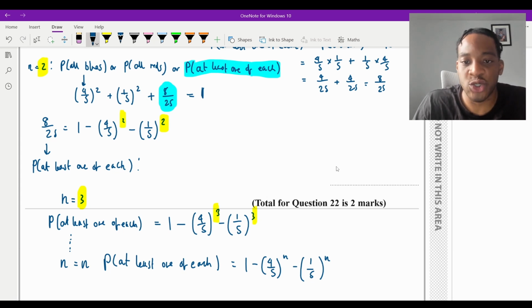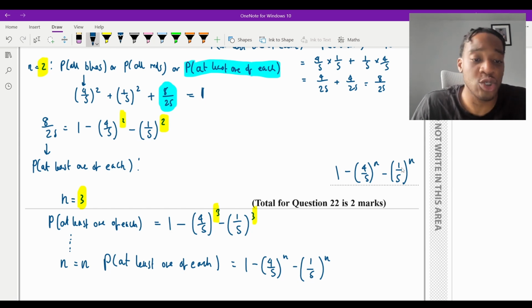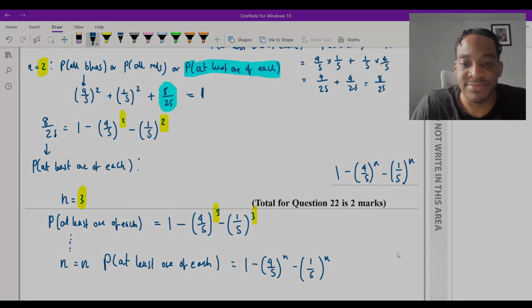And yeah, it's pretty tricky for sure. I think it should definitely be a bit more marks. You guys can let me know in the comments what you think. But yeah, this is the answer for question 22. And that will give you the 2 marks. Should be more, but what can we do?